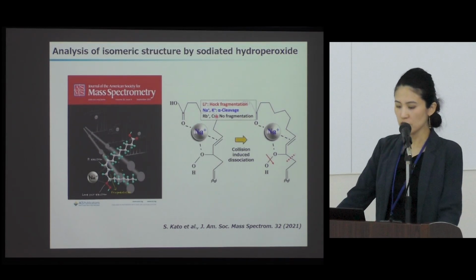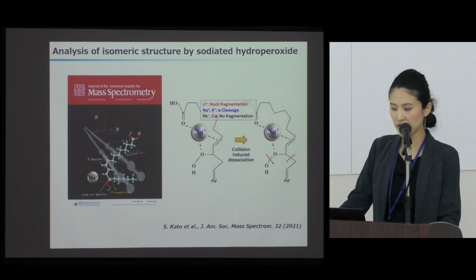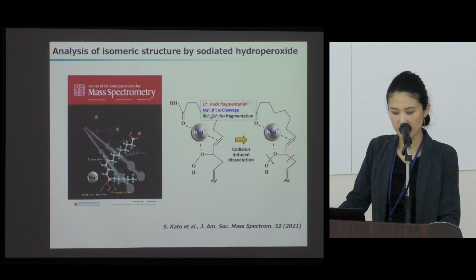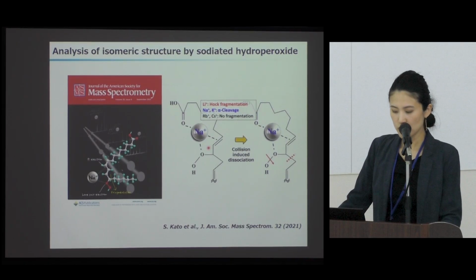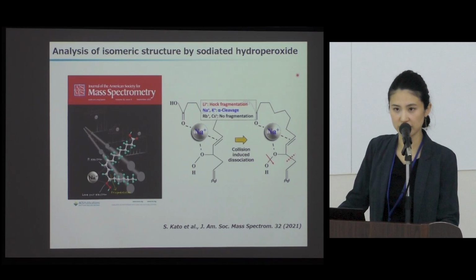Based on this principle, we propose that the sodium ion reacts with the hydroperoxide as a Lewis acid. As a result, a coordinate bond forms between the sodium ion and the oxygen and double bond here. The lipid hydroperoxide generates hydroperoxide group position-specific product ions, as shown here. This means we can determine the lipid oxidation mechanism by analyzing these product ions.